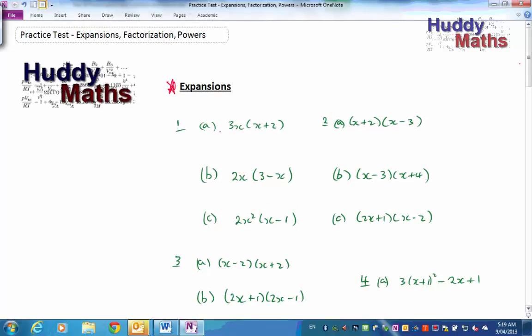Alright, let's have a look at how to do these. So we've got 3x times x is 3x squared, and 3x times positive 2 is plus 6x. How did you go? Mark your work. Let's go down to the next one. 2x by 3 is 6x. 2x by neg x is neg 2x squared. And x by an x, remember, is squaring the x.